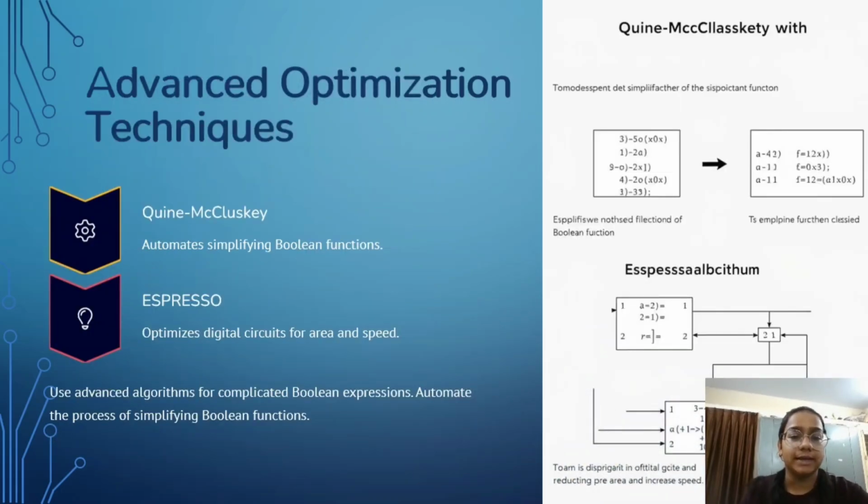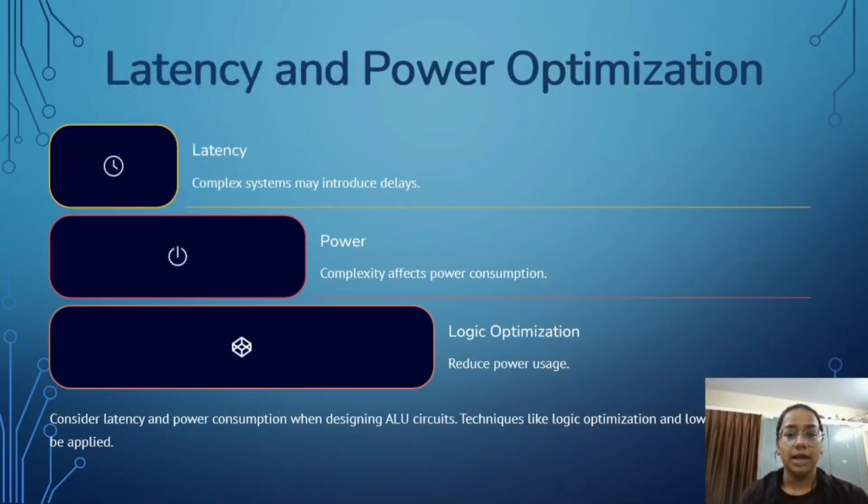Advanced optimization techniques. First is Quine-McCluskey, that automatically simplifies Boolean functions. Second is Espresso, that optimizes digital circuits for area and latency and power optimization. Complex systems can introduce latency or delays in processing the word. Similarly, the circuit complexity directly impacts power consumption. Therefore, logic optimization is crucial to reduce both delays and power use.